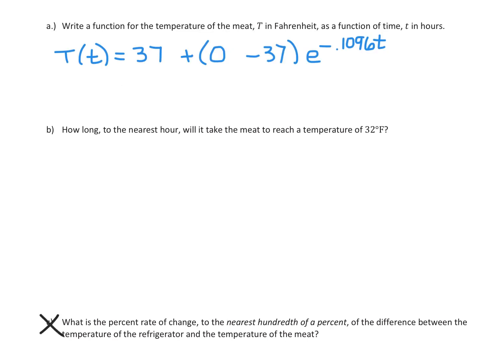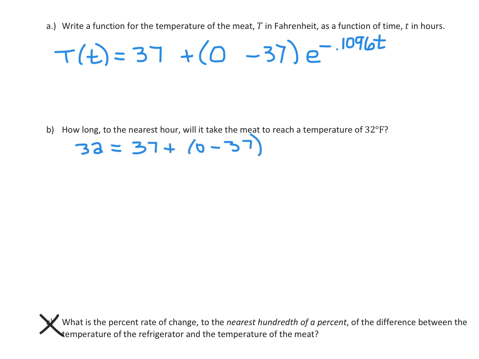Okay, part B, how long to the nearest hour? So we're looking for the time, right? How long? We're looking for the time, the little t, will it take for the meat to reach a temperature of 32? So we're going to replace T of t with 32. So we'll have 32 equals, and you could just bring down the entire right-hand side of the equation.